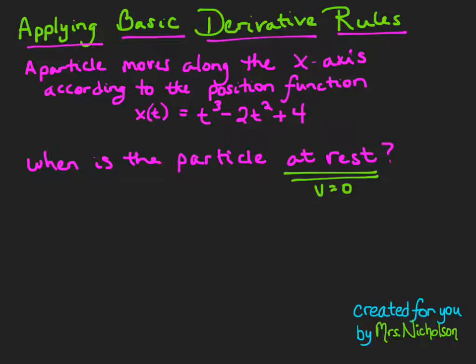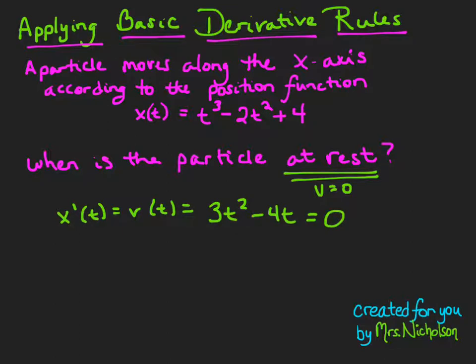And so, again, I need that velocity function, which I've erased. So let me find it again really quickly. The derivative of position is velocity, and that derivative would be 3t squared minus 4t. So if I want to know when this particle is at rest, I'm going to take my velocity function and set it equal to 0. And then I need to solve for time.